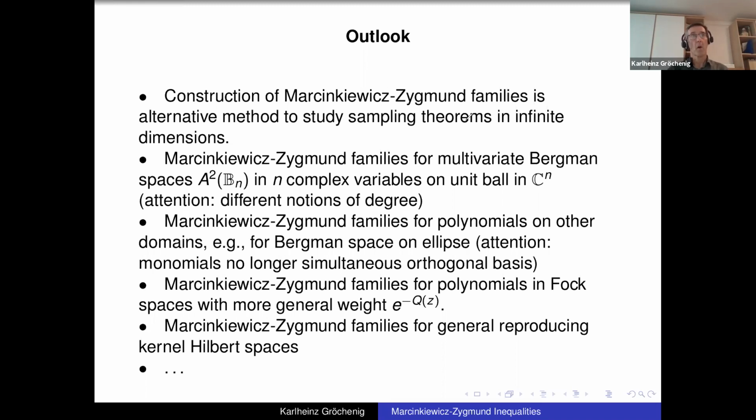communicate. One aspect is that Marcinkiewicz-Zygmund families offer an alternative method to study sampling theorems in reproducing kernel Hilbert spaces of infinite dimension, sort of the appropriate version of a finite section method in this context. And secondly, there are many questions one can work on, and we have just looked at the basic spaces of analytic functions.